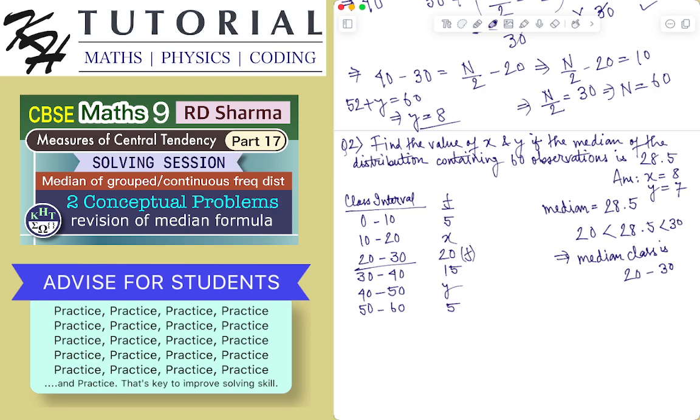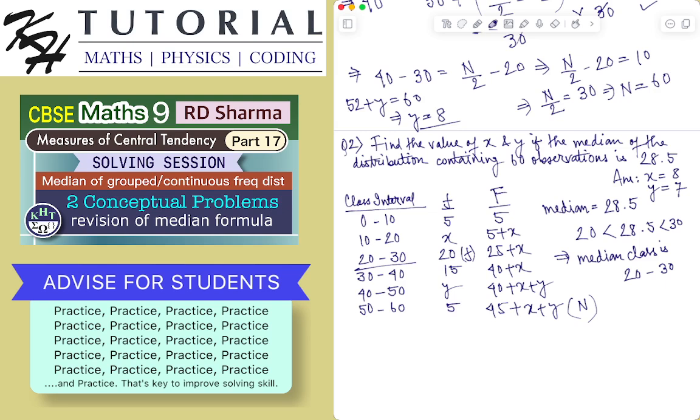Now first I have to find the less than cumulative frequency column, that is capital F. It will be 5 and then 5 plus x and then 5 plus x plus 20, which is 25 plus x, and then 25 plus x plus 15, which is 40 plus x, and then 40 plus x plus y, and then 45 plus x plus y. So 45 plus x plus y is the value of capital N, that is the total number of observations.